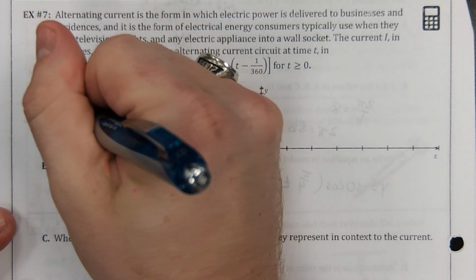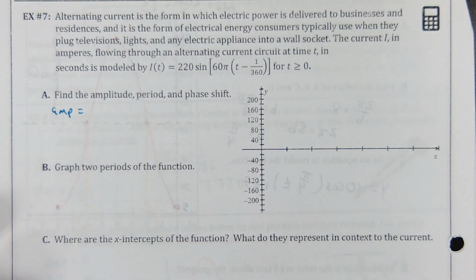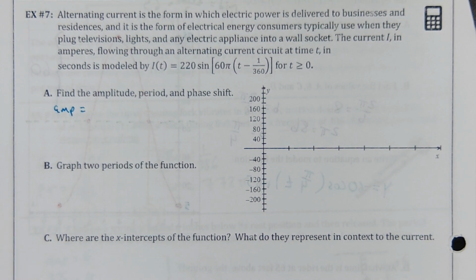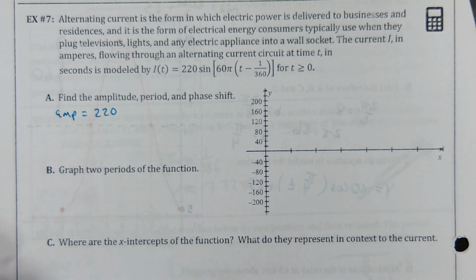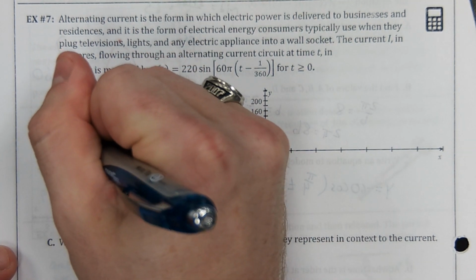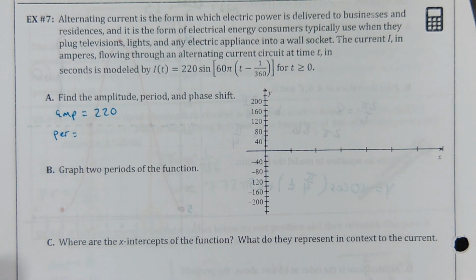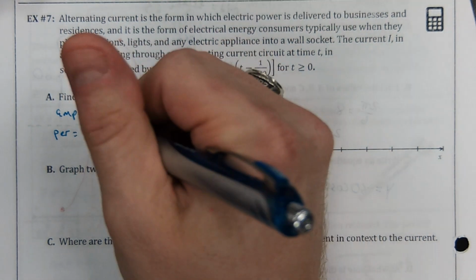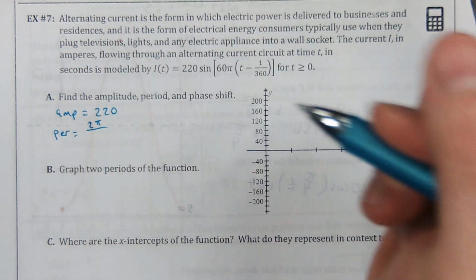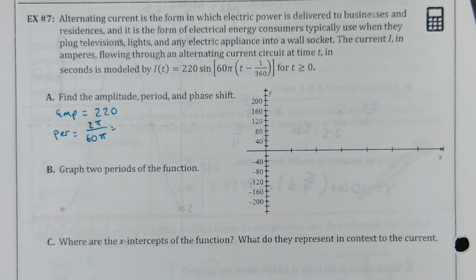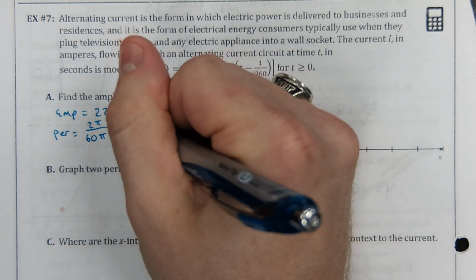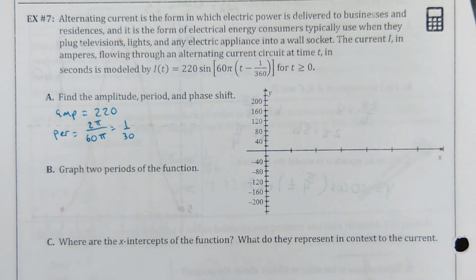What is the amplitude of this equation? 220. Very easy. We just read it right out of the equation. 220. The period length has to be calculated. It's 2 pi over b. Our b is 60 pi. The pi's cancel, and 2 over 60 will reduce to 1 over 30. So we have a period length of 1 over 30.